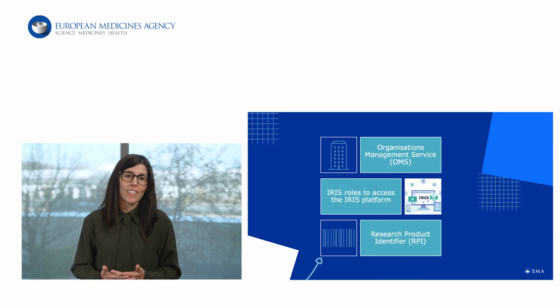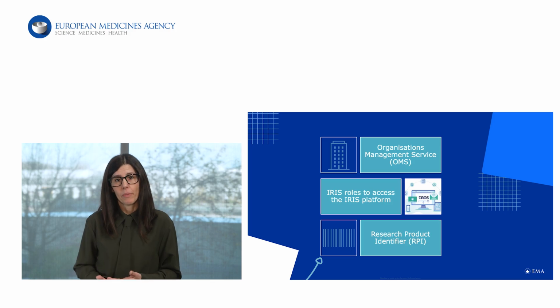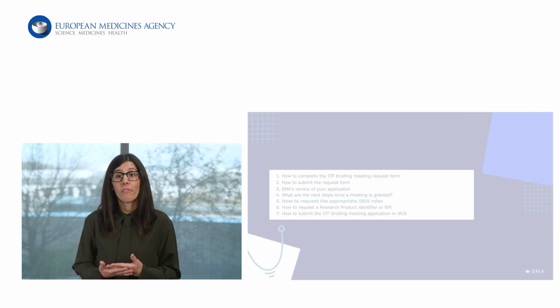Step 4. The meeting is granted. If a meeting is granted, you will need to register in Organizations Management Service or OMS, if applicable. You will also need to request IRIS roles and a research product identifier or RPI. More on that shortly.